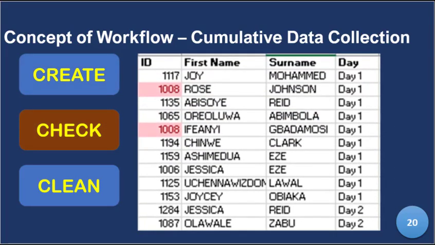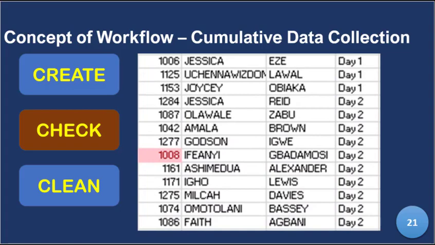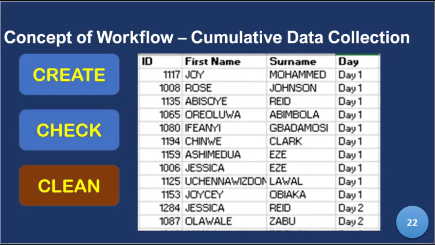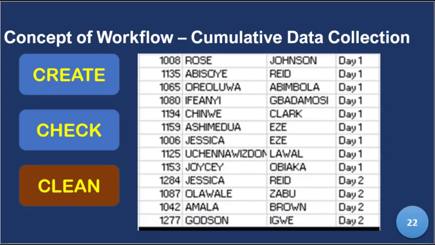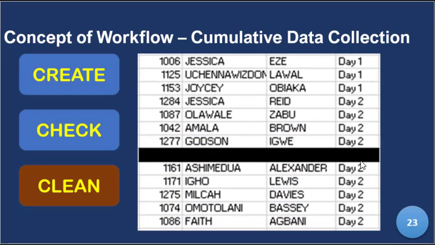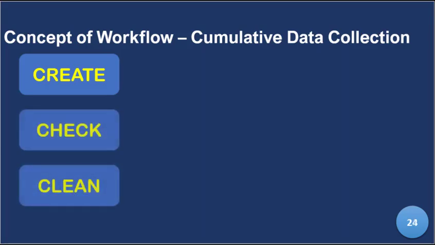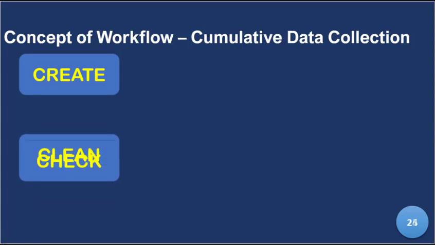So that means there are some things that require attention here. So let's assume we go and clean. So we go back, we clean Ifeanyi Gbadamosi here, and we now delete the other one. Because he has already been registered the day before, so we just wipe off his name. So this is a bit challenging in the model that we have for you. So it's best to create, check, clean. That's what you have been used to. But there's just going to be a swap.